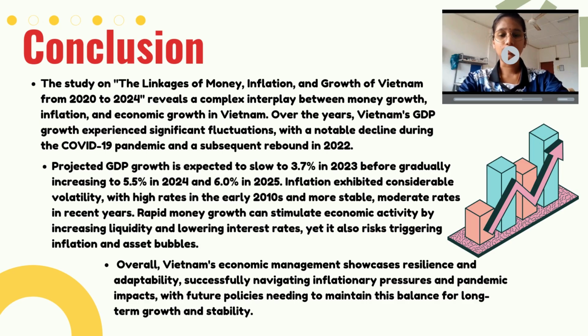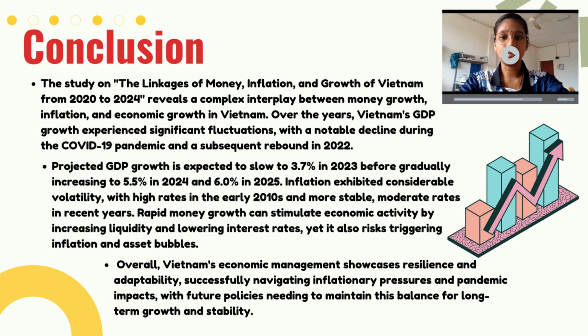In conclusion, the study on the linkages of money, inflation and growth of Vietnam from 2010 to 2024 reveals a complex interplay between money growth, inflation and economic growth in Vietnam. Over the years, Vietnam's GDP growth experienced significant fluctuation, with a notable decline during the COVID-19 pandemic and a subsequent rebound in 2022. Projected GDP growth is expected to slow down to 3.7% in 2023 before gradually increasing to 5.5% in 2024 and 6.0% in 2025.